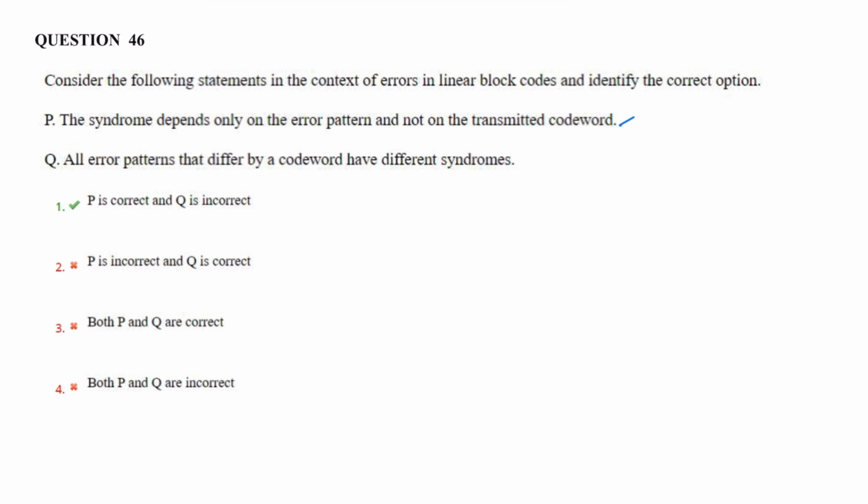All error patterns that differ by a code word have the same syndromes. So statement Q is wrong. All error patterns that differ by a code word have the same syndrome.